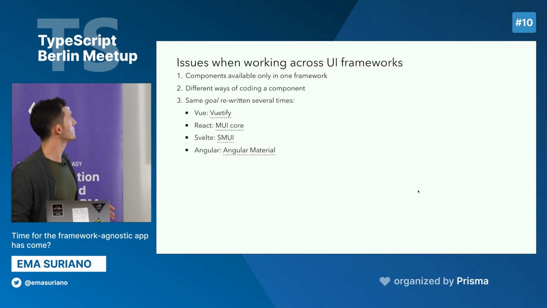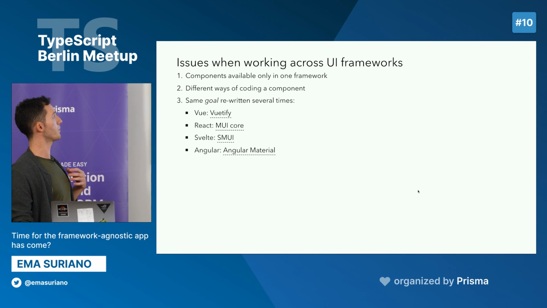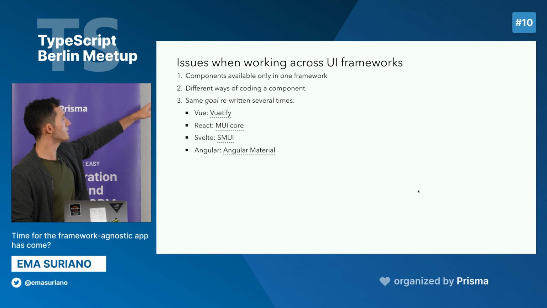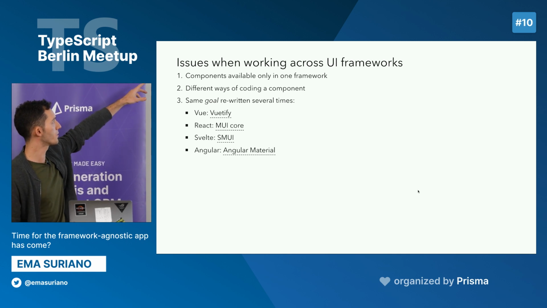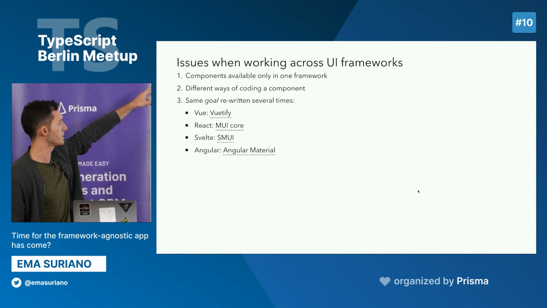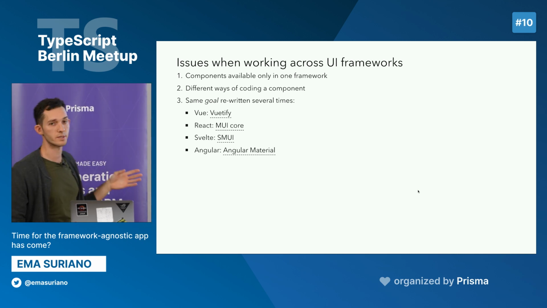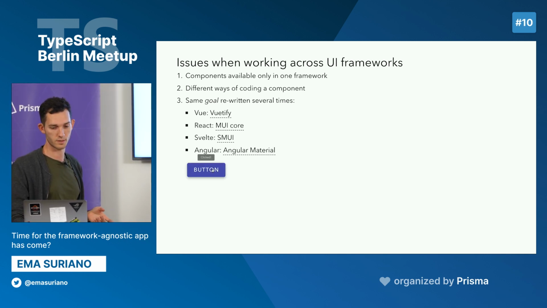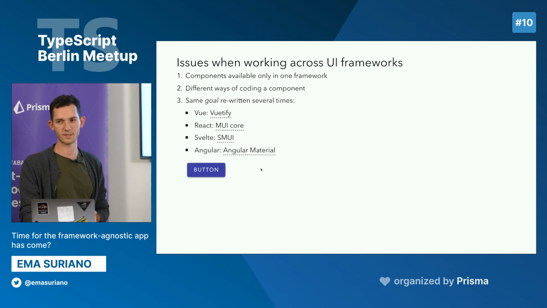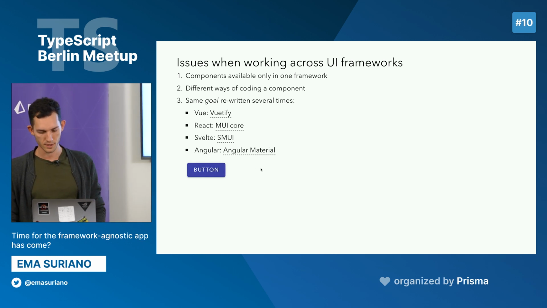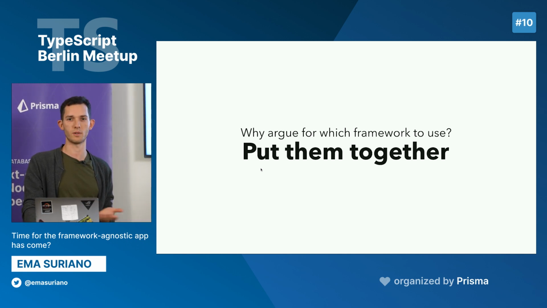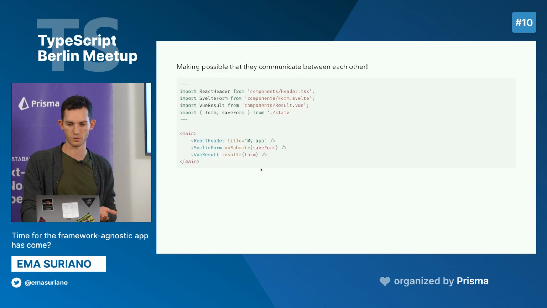And also, this is what is, in my opinion, really annoying: we are rewriting the same thing over and over. This is an example. We have Vuetify for Vue, MUI Core for React, SMUI for Svelte, and Angular Material. These are all examples of libraries that are building Material Design components, just to do this. In my opinion, it's a little bit silly. So why argue about which framework to use? Just put them all together. And this is what my talk is going to cover.